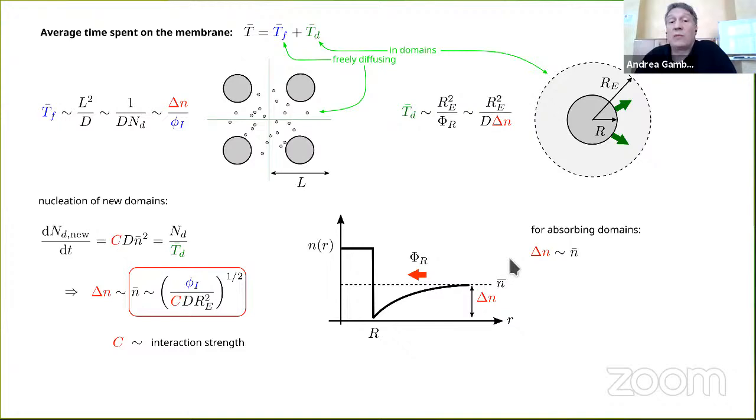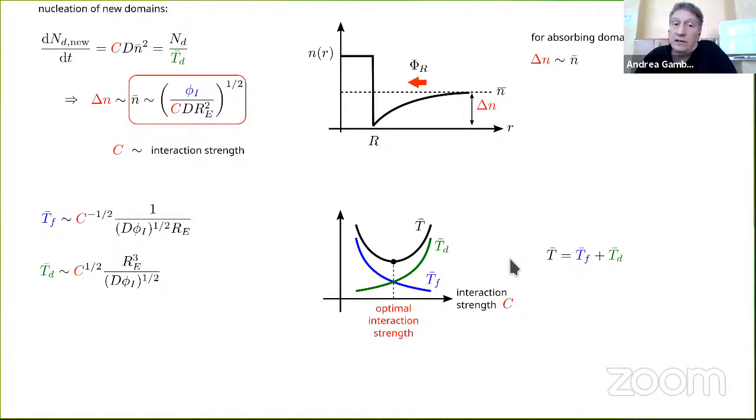From these, you find that the time that the molecules spend freely diffusing is a decreasing function of the interaction strength, while the time that they spend in the domains is an increasing function. Since the residence time is a sum of these two contributions, you find a minimum. So there is an optimal interaction strength where the process is most efficient.